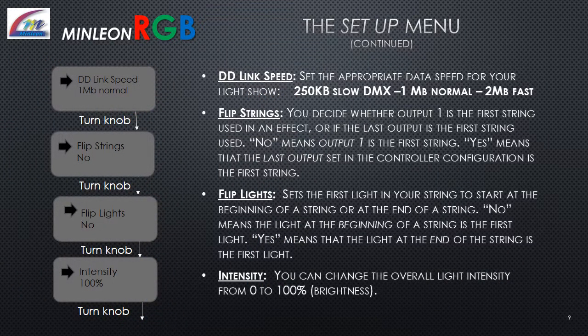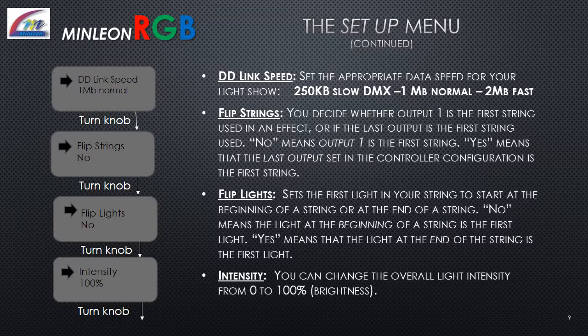DD link speed. Set the appropriate data speed for your light show. 1 megabyte is normal. Flip strings. You decide whether output 1 is the first string used in an effect, or if the last output is the first string used. No means output 1 is the first string. Yes means that the last output set in the controller's configuration is the first string.